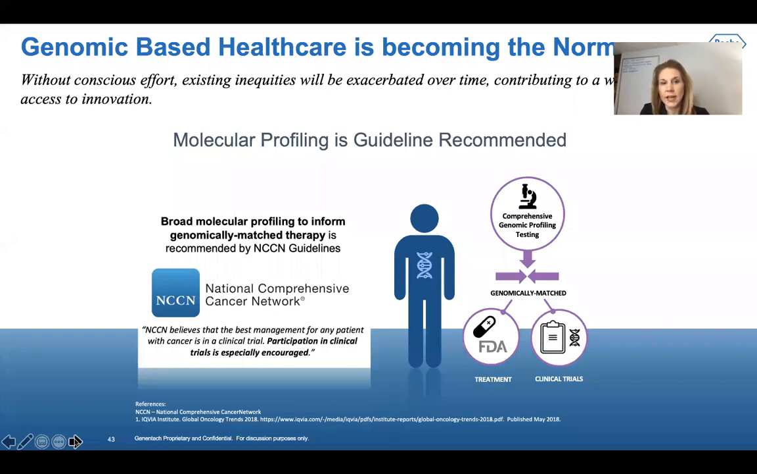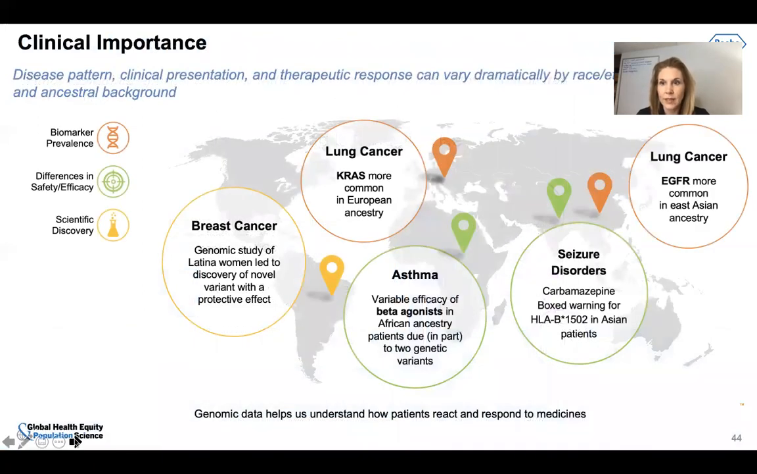So this is just highlighting an additional example of that in the oncology space. In oncology, genome-based healthcare is becoming the norm. In fact, molecular profiling is guideline recommended. Yet we know not all patients have access to these types of innovative diagnostics. And we also know that guideline recommendations are based on genetic analyses derived from a singular European population. Given the appreciation that there are differences across ancestries, our need for more diversity in genomic and clinical research is clearly critical at this time. And if you go to the next slide, thank you.